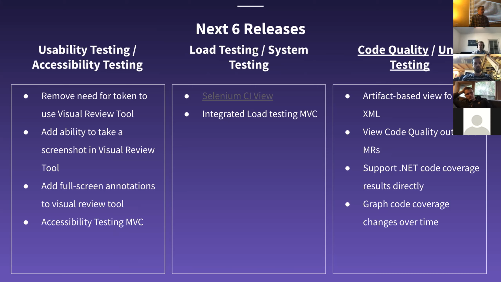But removing that need for a token to use the visual review tool, we hear that that is a big friction piece and is preventing people from being able to use the tool readily. And then continuing on that usability theme, adding the ability to take screenshots in the visual review tool to make that feedback richer, and then full screen annotations in the visual review tool. Again, just making that feedback back into the MR richer so that people aren't forced to take screenshots and drop those into a comment. They can do everything within the GitLab tool.